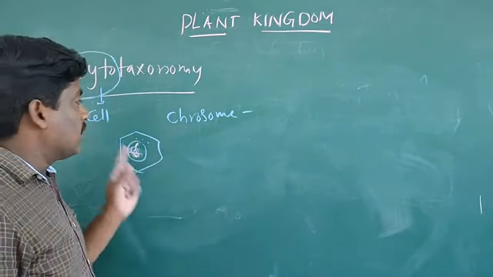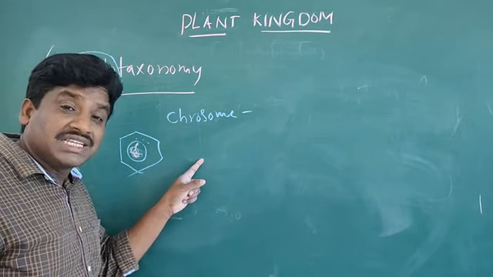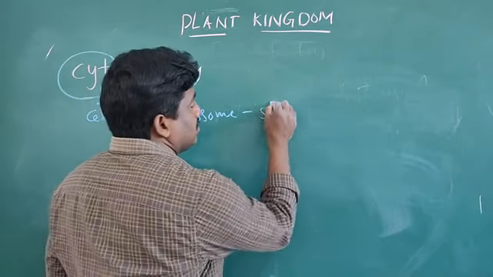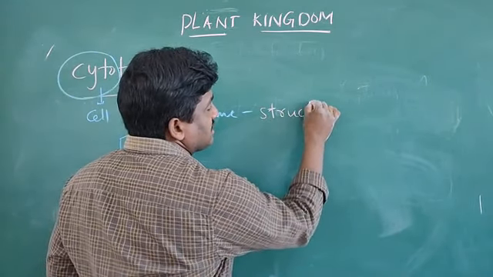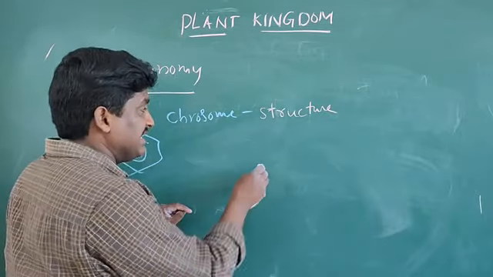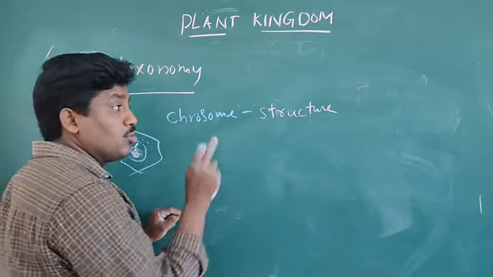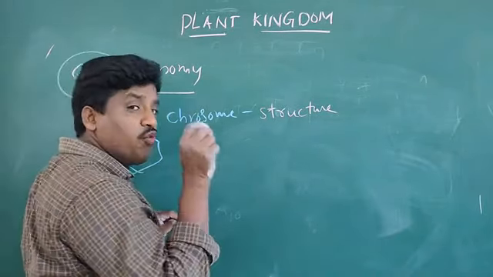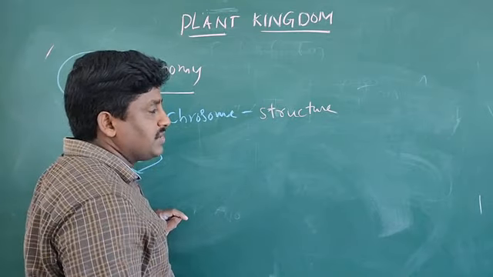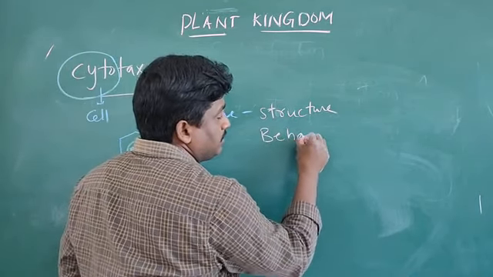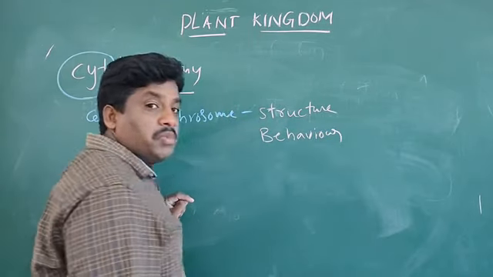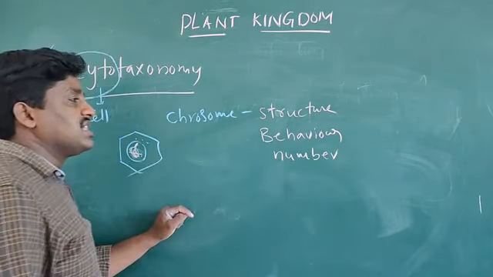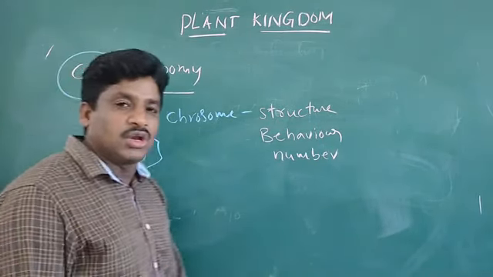So the cytological information like chromosomes, their structure. Inside every plant cell, what chromosomes are present? These chromosomes, their structure, how they are present, and behavior, and number, how many chromosomes are present. Such a study we call cytotaxonomy.